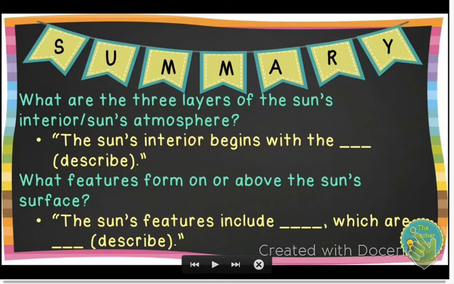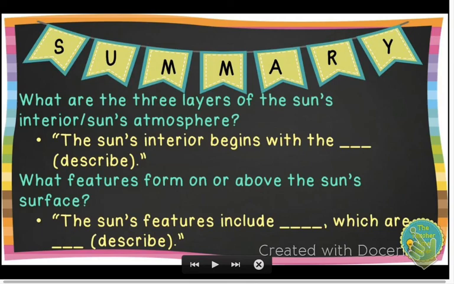Okay. All right. On the front side of your paper, there were some questions at the beginning that I asked you, and you were going to learn about these. So, what are the 3 layers of the sun's interior, or the sun's atmosphere? Okay, so you're going to write a summary on the bottom there where it says summary in 3 to 5 sentences. Answer the essential question.